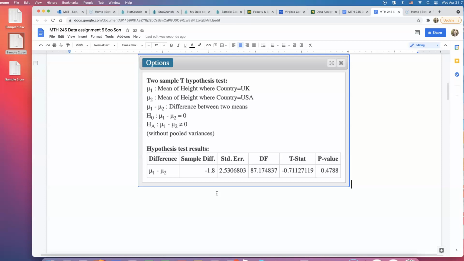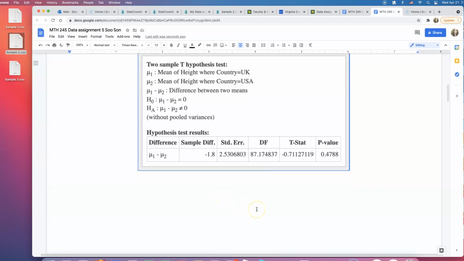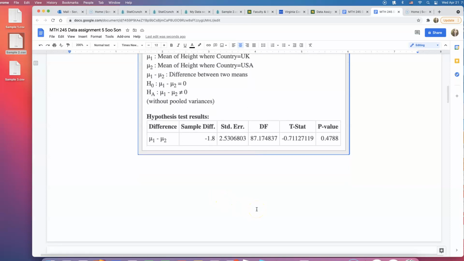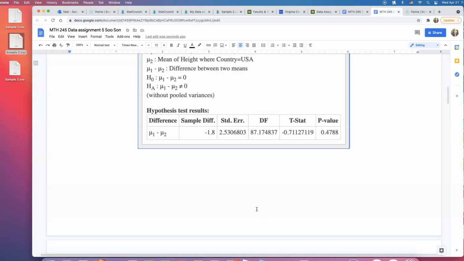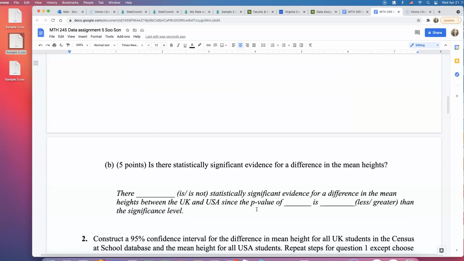Well, look at my p-value though. My p-value came out to be 0.4788. So what does that mean? That's a big p-value, right? So I'll go down here and do my interpretation. Is there statistically significant evidence for a difference in mean height? There is not. I'm going to go ahead and go with this word. There is not.